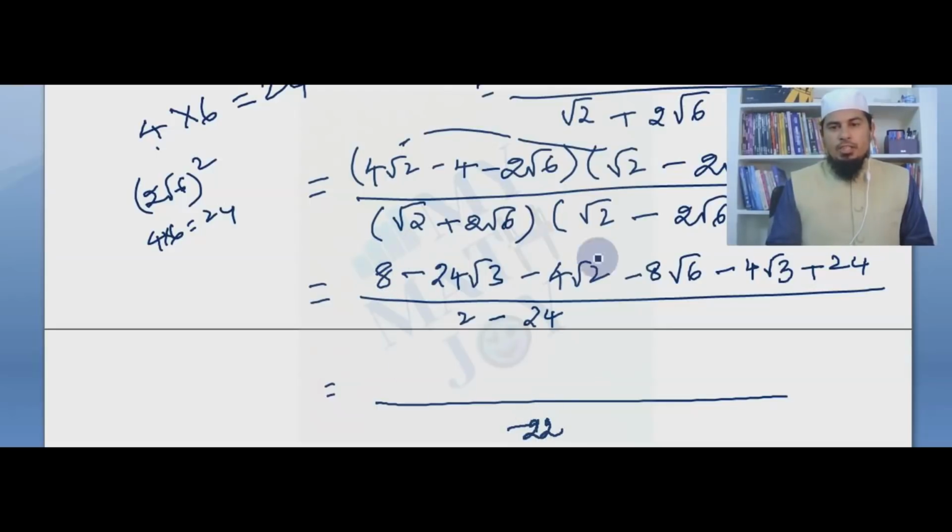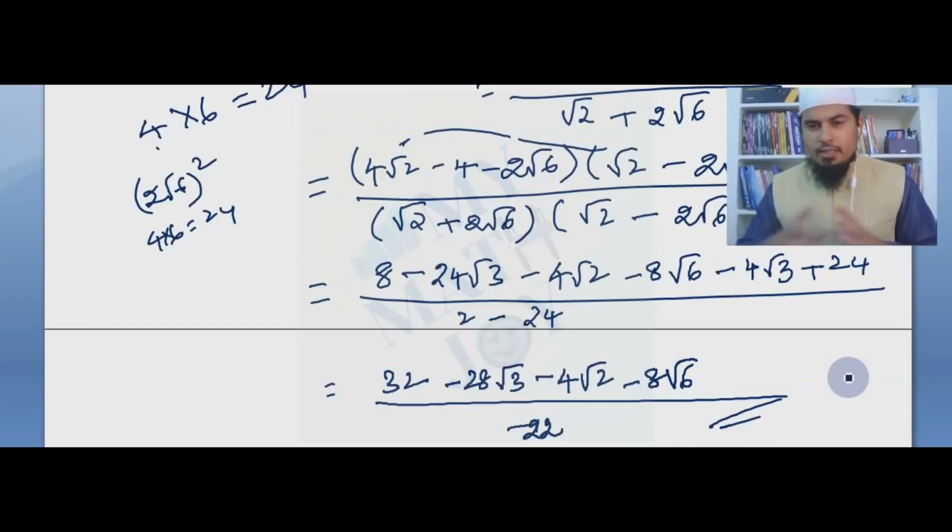This is the integer. 8 plus 24 is going to be 32. Root 3 here. Again a root 3. Minus 24 minus 4 root 3. Exactly 28 root 3. We got a 4 root 2. Only one more. 4 root 2 and 8 root 6.